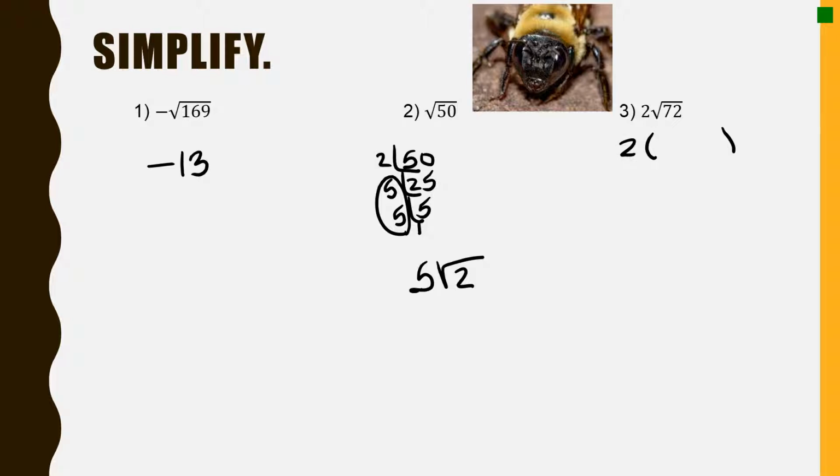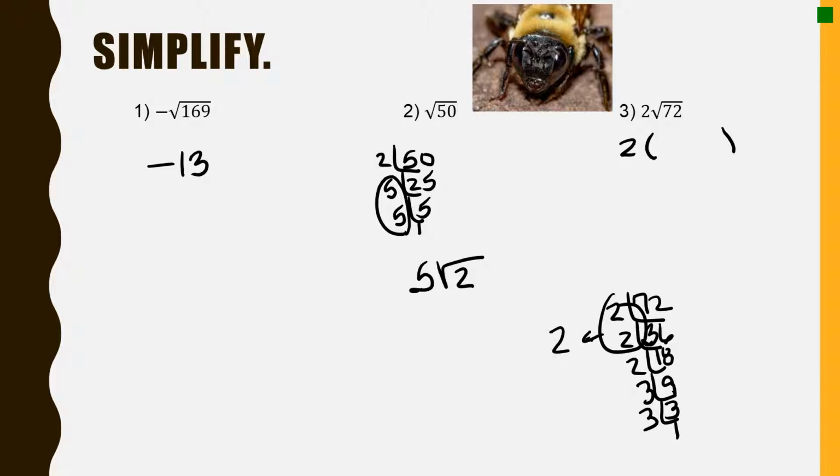Set this one up, and then go off to the side or down to the bottom and hedge 72. Divided by 2 is 36. Divided by 2 is 18. Divided by 2 is 9. Divided by 3 is 3. Divided by 3 is 1.